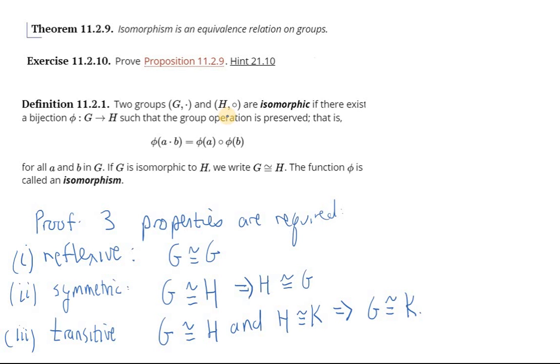All right. So to prove all of these properties, what we need to do is exhibit isomorphisms that show that these groups are isomorphic. So these proofs involve showing isomorphisms.